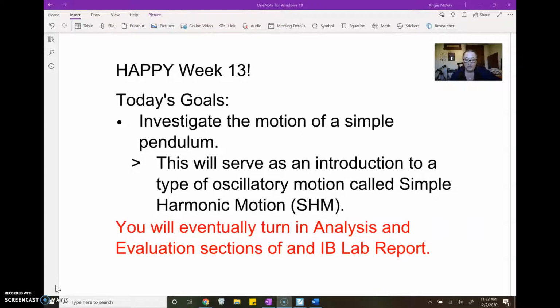Your data that you collect today will eventually turn into a lab report. It'll be something that you submit, and this should be considered the warm-up for your IA. We won't do a full lab report, but just the analysis and evaluation sections of an IB lab report. I will post in the resources module on Canvas the full rubric for an IB lab report. But again, we're only doing the analysis and evaluation sections.